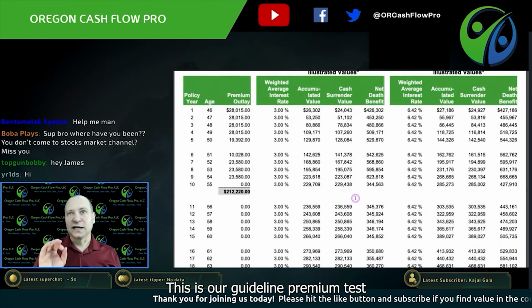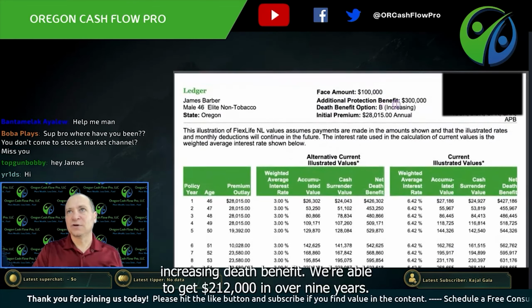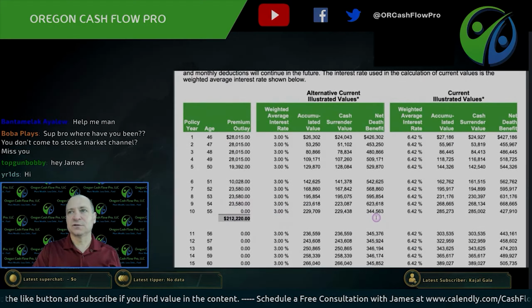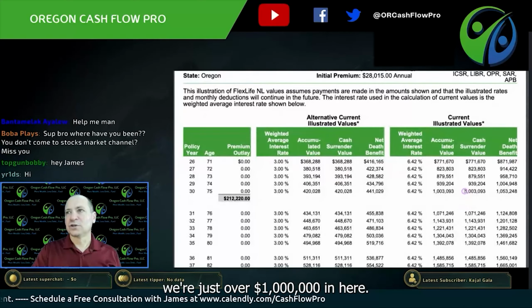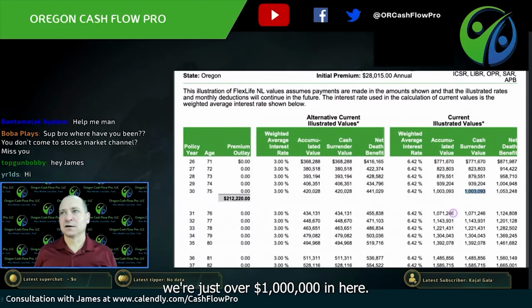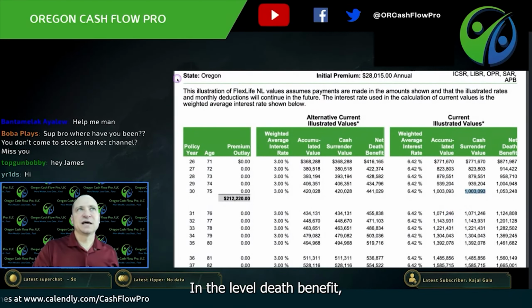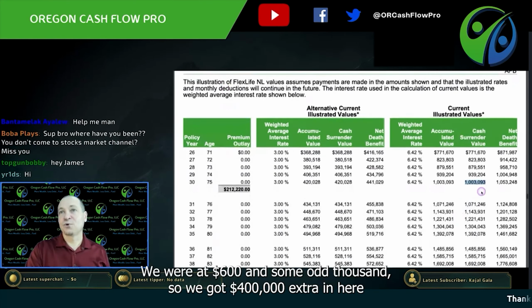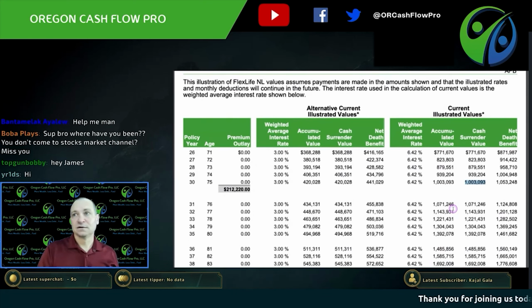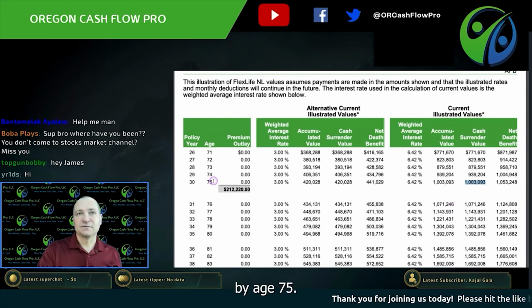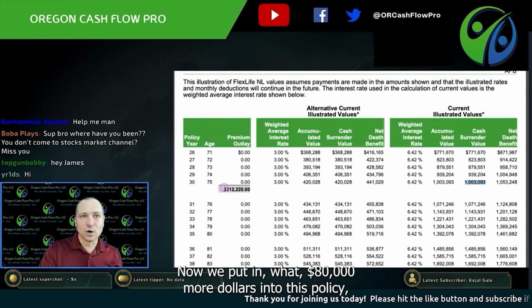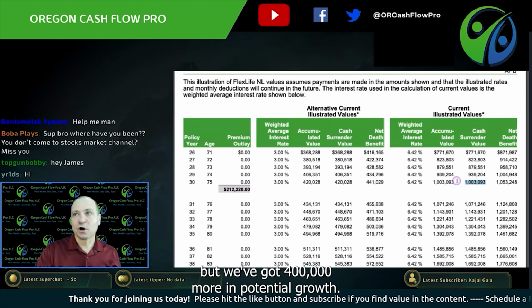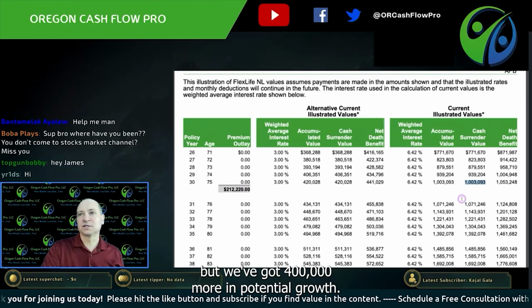Let's take a look here. This is our Guideline Premium test, increasing death benefit. We're able to get 212,000 in over 9 years. By age 75, we're just over $1 million in here. In the level death benefit, we were at 600 and some odd thousand. So we got 400,000 extra in here by age 75. Now we put in what? 80,000 more dollars into this policy, but we've got 400,000 more in potential growth.